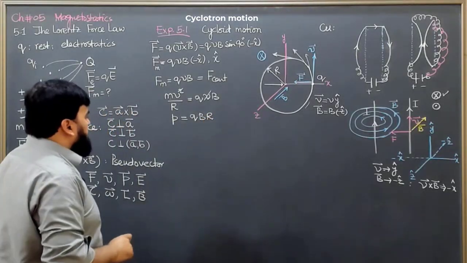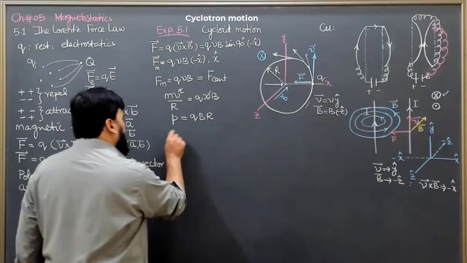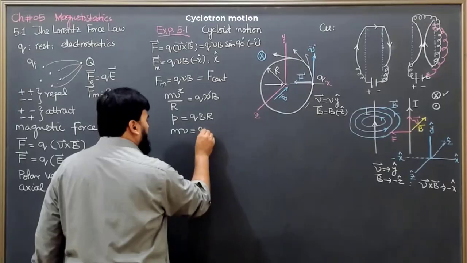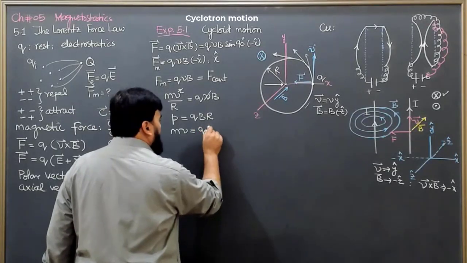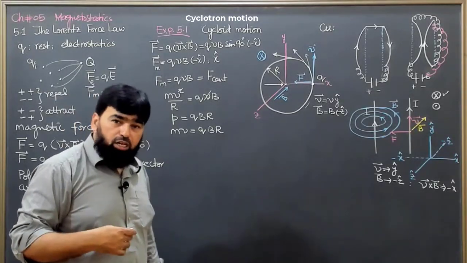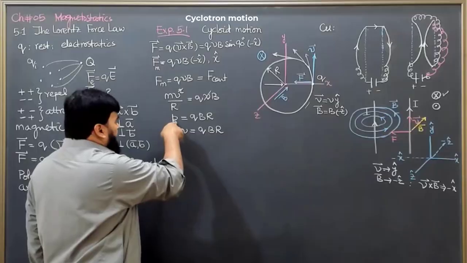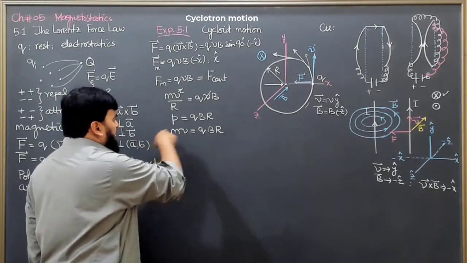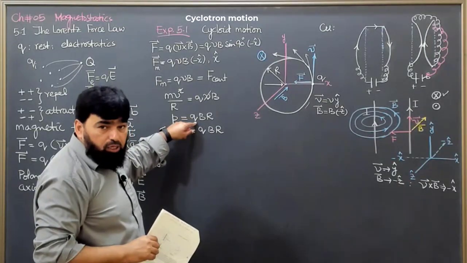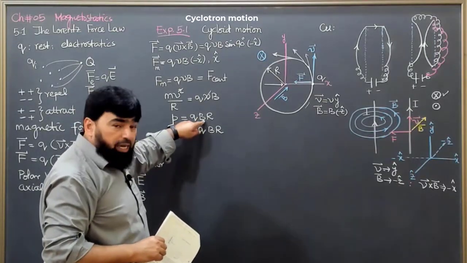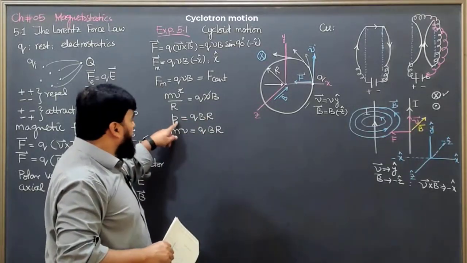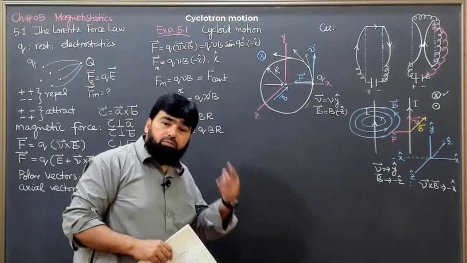So we have the momentum equal to this, or I can write this as LV, and here Q or B R. I can write it in many ways. So if the charge of the particle is known, the magnetic field is known, and the radius of the circle is known, I can calculate the momentum of the particle.